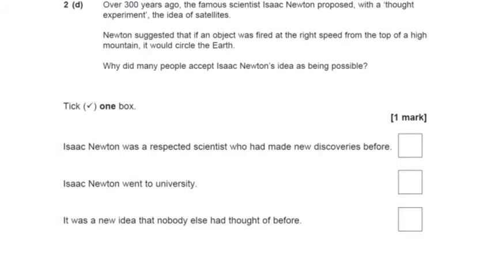Part D is a how science works question about Isaac Newton. So Newton proposed that if an object was fired from the top of a high mountain at a high enough speed, it would circle the Earth. Many people accepted this idea as being possible, and the reason why was because Newton was a respected scientist in his time who had made new discoveries before.